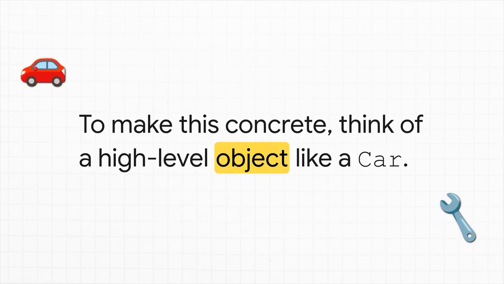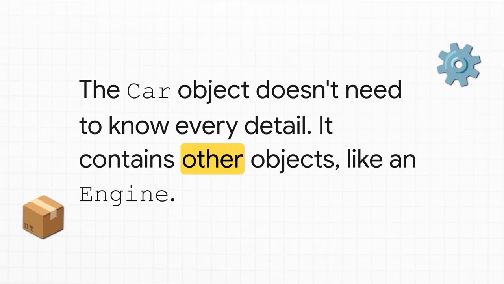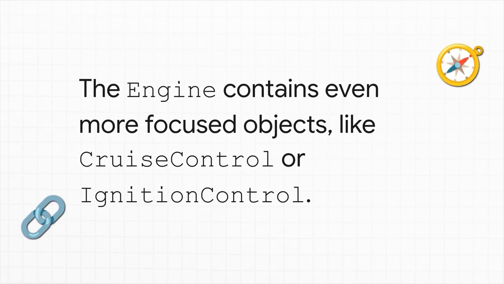To really make this click, let's use an analogy. Imagine a big, high-level object that we'll just call a car. It represents the entire system we're trying to build. And here's where it gets really clever. The car object itself doesn't need to know every tiny detail of how it works. It just needs to know that it's made up of other more specialized objects, like, for instance, an engine. And we can keep going. The engine is also pretty complex, so it contains even smaller, more focused objects, like cruise control or maybe ignition control. See what's happening? By nesting objects like this, we create this really clear hierarchy where every single piece has a very specific job. It makes the whole system so much easier to understand and to build.